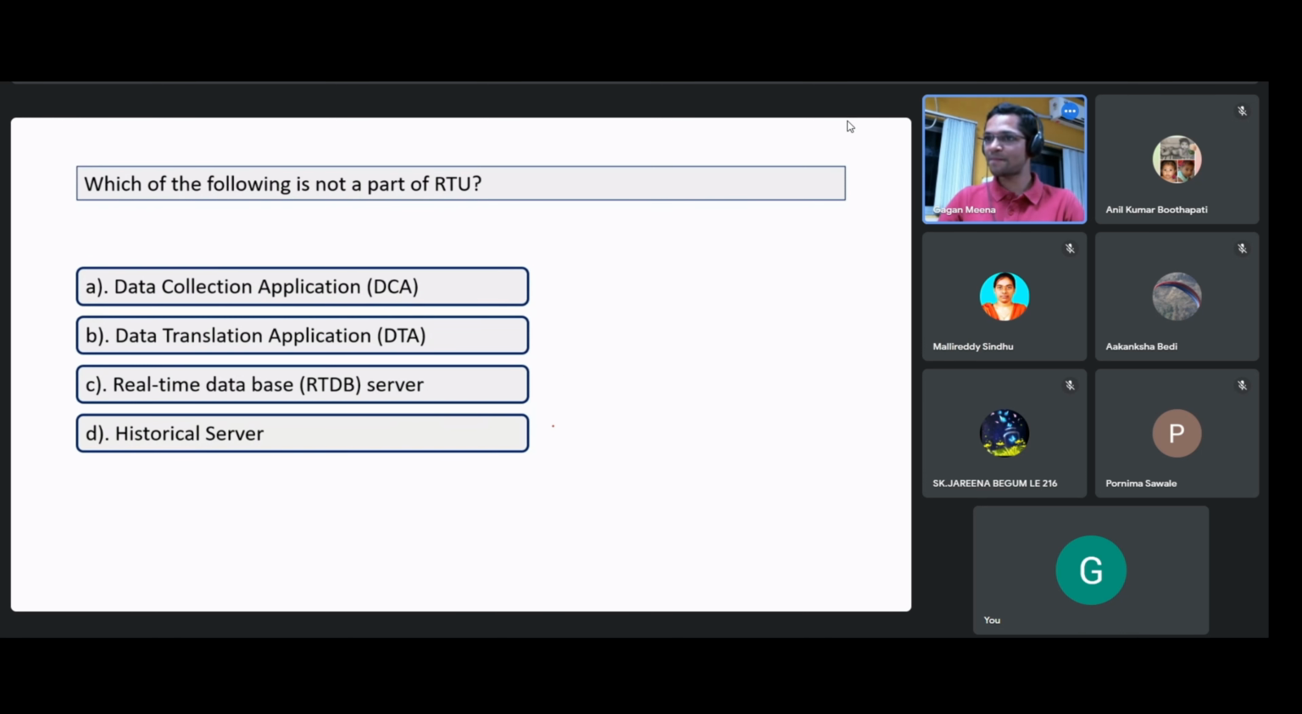Anyone? Sir, maybe historical server, I think. Correct. Historical server is correct. The historical server is part of the master station. So all these first three are the components of RTU.